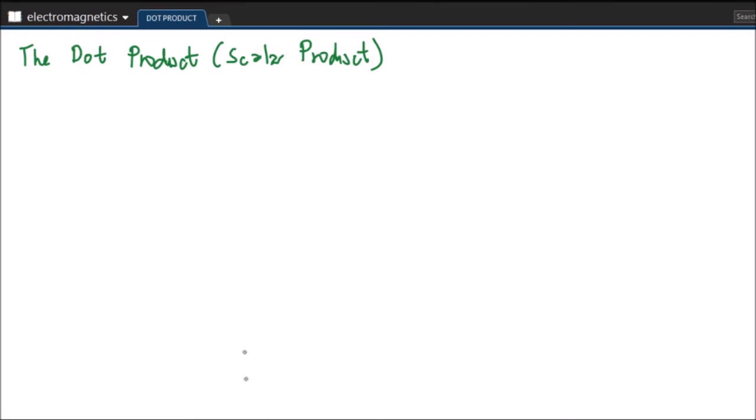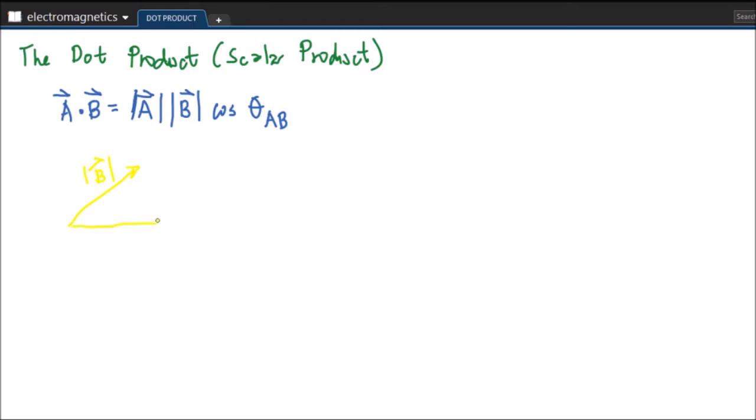So we have, for example, two vectors. Vector A dot vector B is equal to the absolute value of vector A times the absolute value of vector B cosine theta AB. If we are going to graph these vectors, if we represent them in an xy plane, this is our vector B, the absolute value of vector B, and this is our vector A, the absolute value of our vector A.